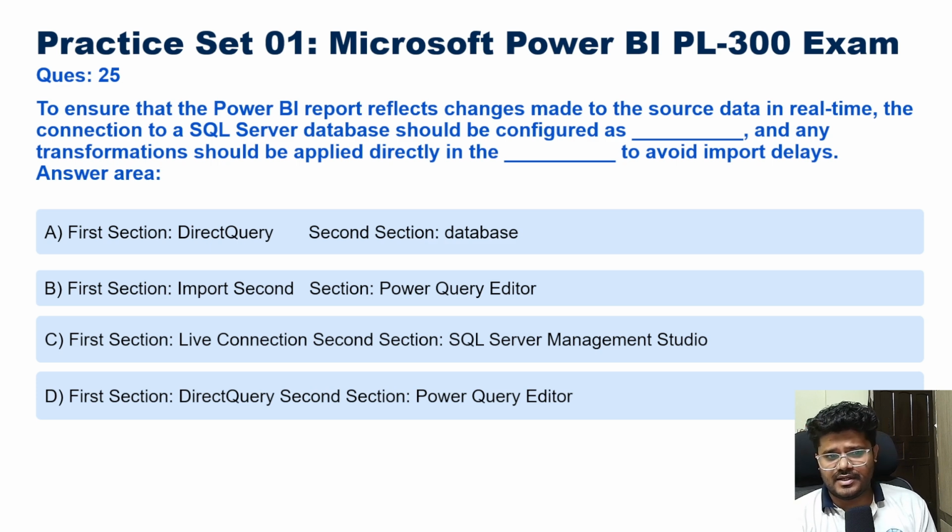So the options are: Option A, first section direct query, second section database. Option B, first section import, second section Power Query editor. Option C, first section live connection, second section SQL Server Management Studio, SSMS. Option D, first section direct query, second section Power Query editor. So you have to select the correct option, which is basically filling in the blanks as given in the question.